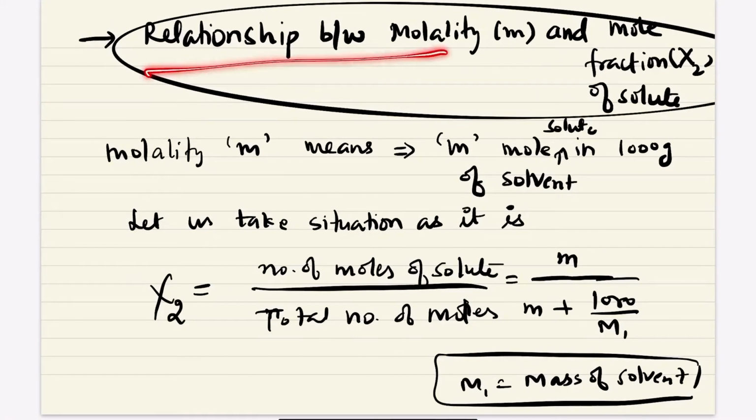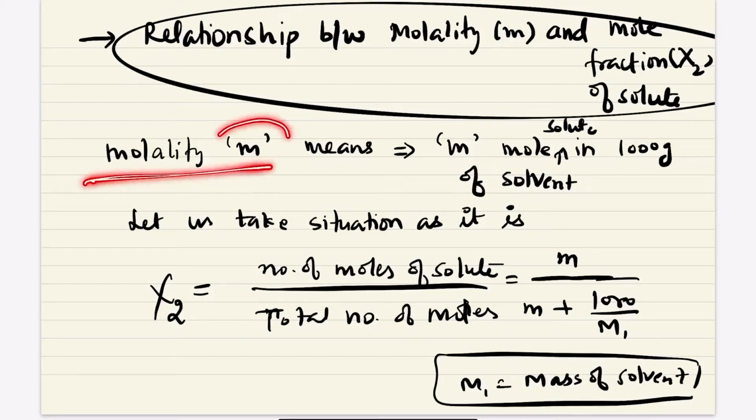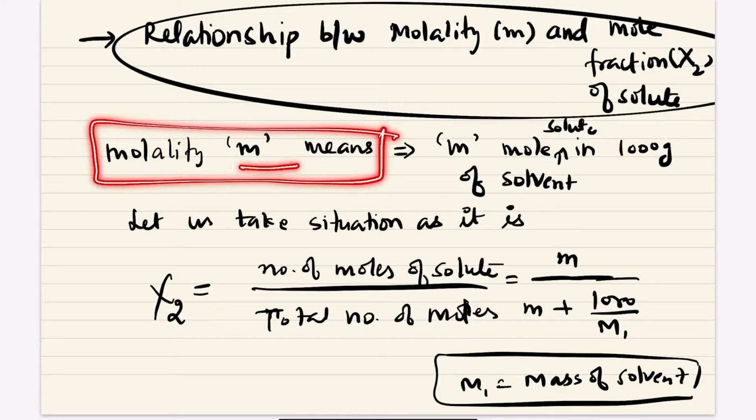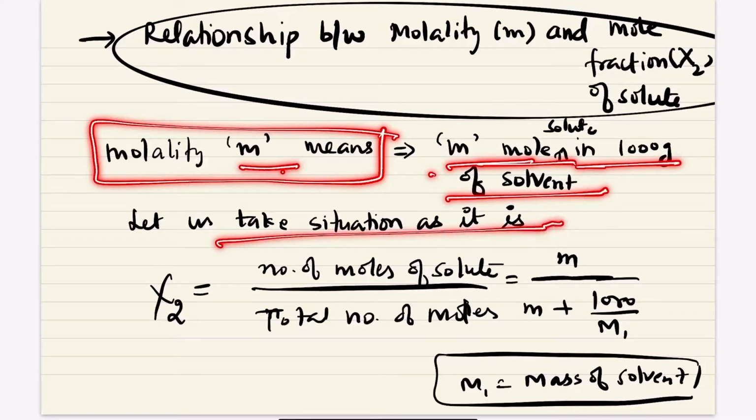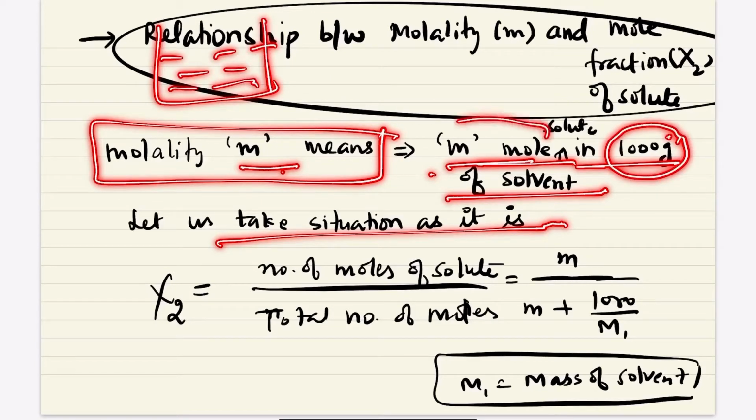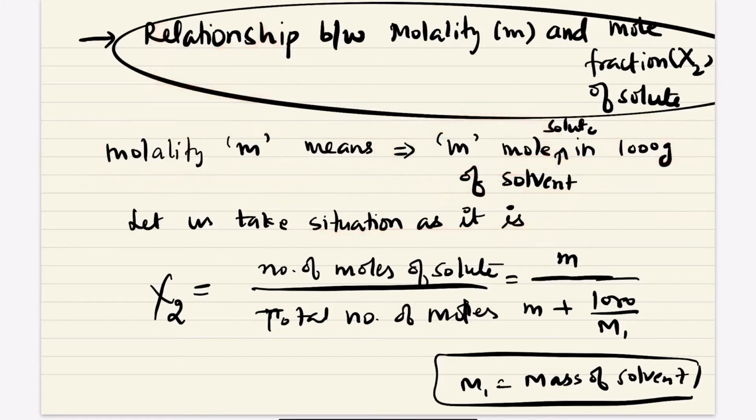Next is the relationship between molality and mole fraction. In this case, let us say we have a solution having molality small m. What you interpret from molality small m is that m moles of solute are present in 1000 grams of solvent. Let us take the situation as it is, meaning we take that amount of solution which contains 1000 grams of solvent, and m moles of solute are present in that amount of solvent. This is the situation taken as it is.